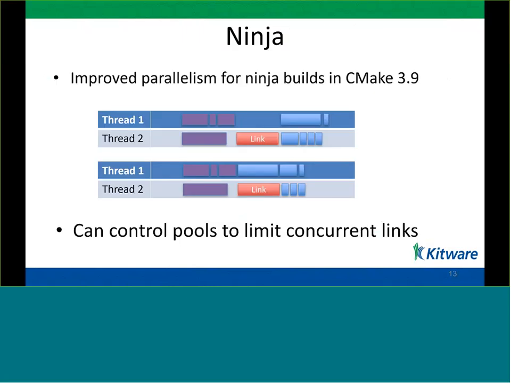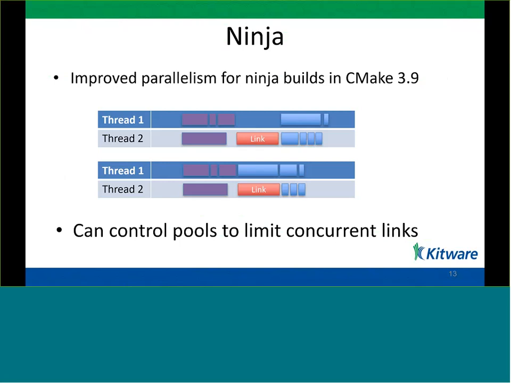The Ninja build tool. This is, I think, one of the great examples of how CMake's community works and how we can move forward. So Ninja was a tool created by the folks at Google to build Chrome faster. And as soon as it got released as open source, I think within a week or so, there was a version that worked with CMake.